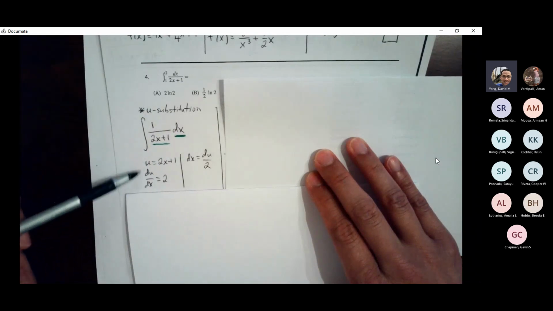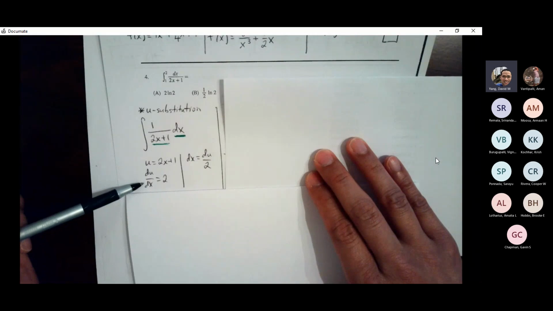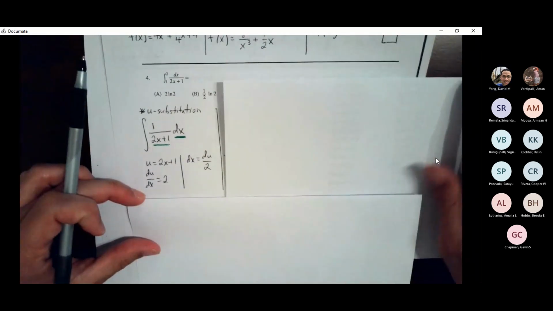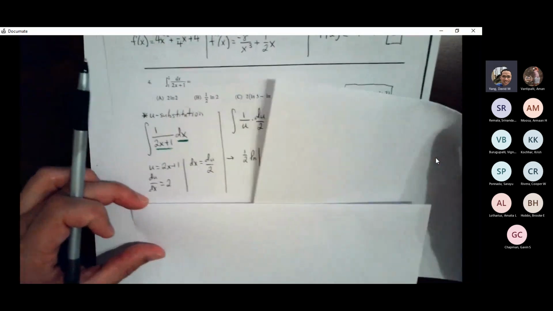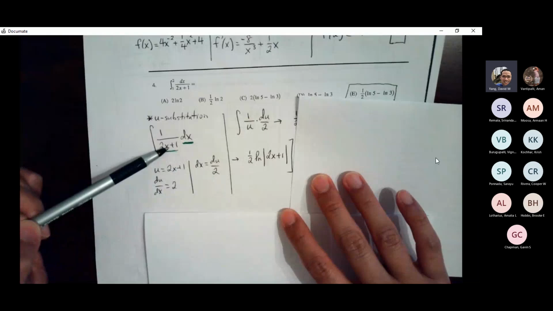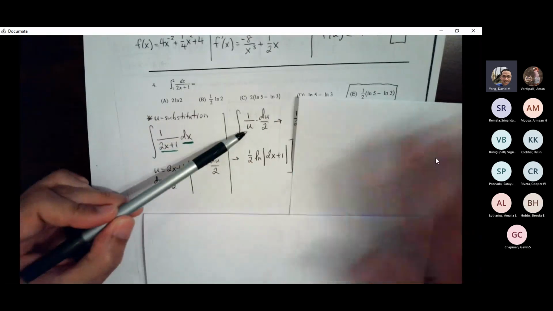So U equals 2x plus 1, du dx equals 2. We solve for dx, we get du over 2. Make our substitutions. And we're left with 1 over U times du over 2.